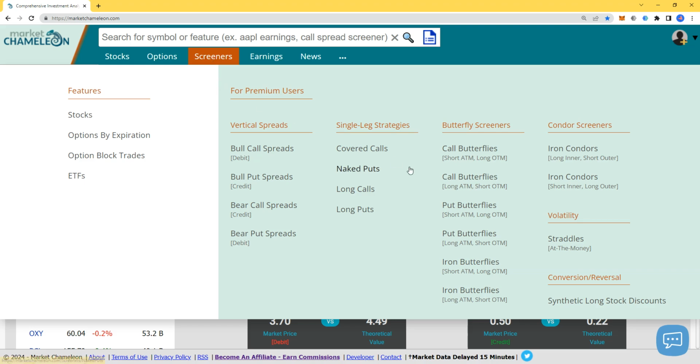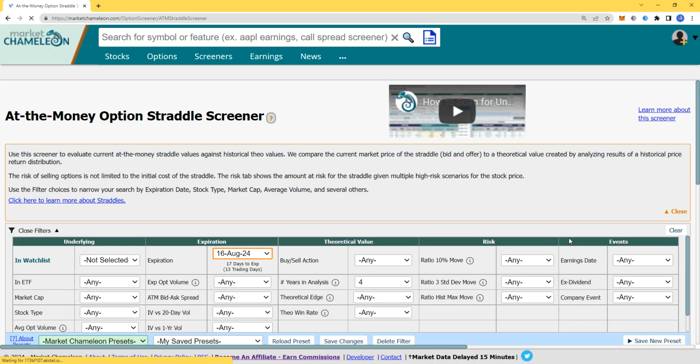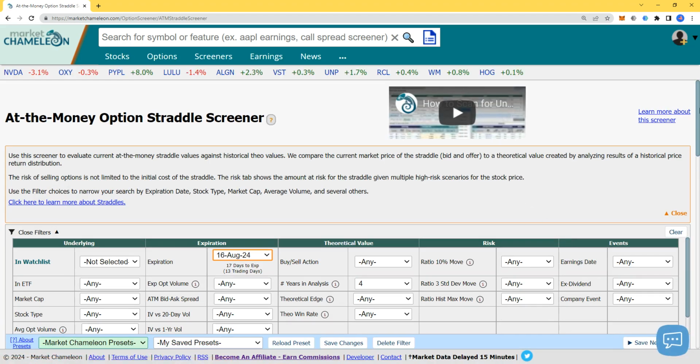So you're going to go to screeners. Okay, we're going to look at the sell straddle. You're going to click volatility straddles at the money. Okay, and in here, we've got ourselves the straddles.